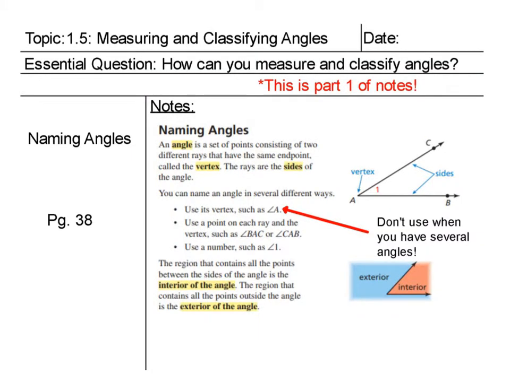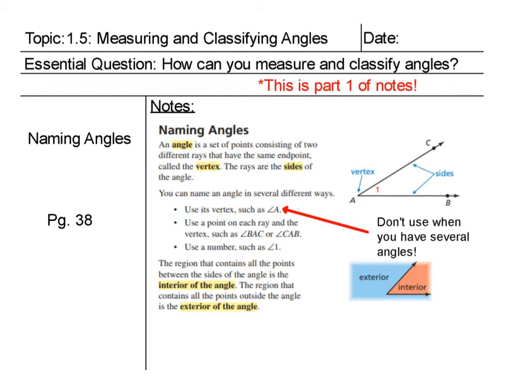So today we're looking at 1.5. As promised, you are looking at measuring and classifying angles today. The first thing that we want to look at is how we can name an angle. And I will say one way is preferred over others most of the time.